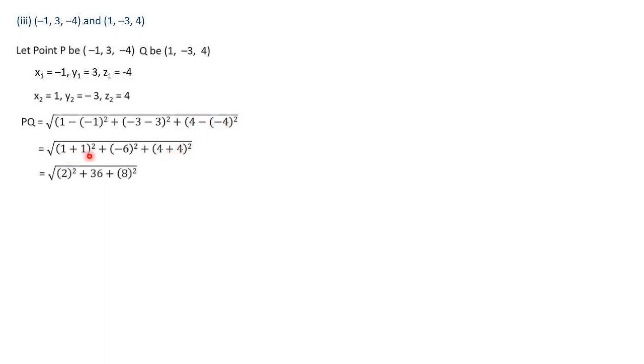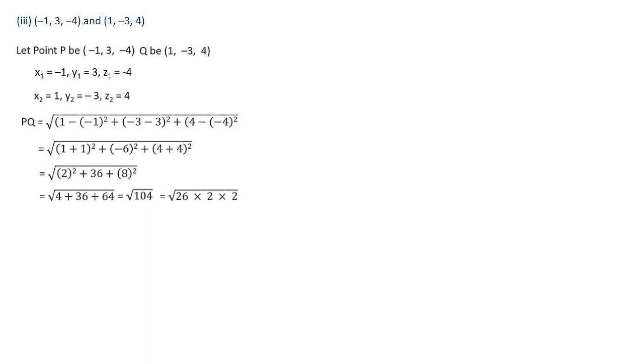That is 1 plus 1 is 2 square, plus minus 6 square is 36, as we know that minus square is plus, so minus 6 square is plus 36. 4 plus 4 is 8 square. Then 2 square is 4, plus 36, plus 8 square is 64. When we add, we will be getting 36 plus 4 is 40, plus 64 is 104 will be coming.